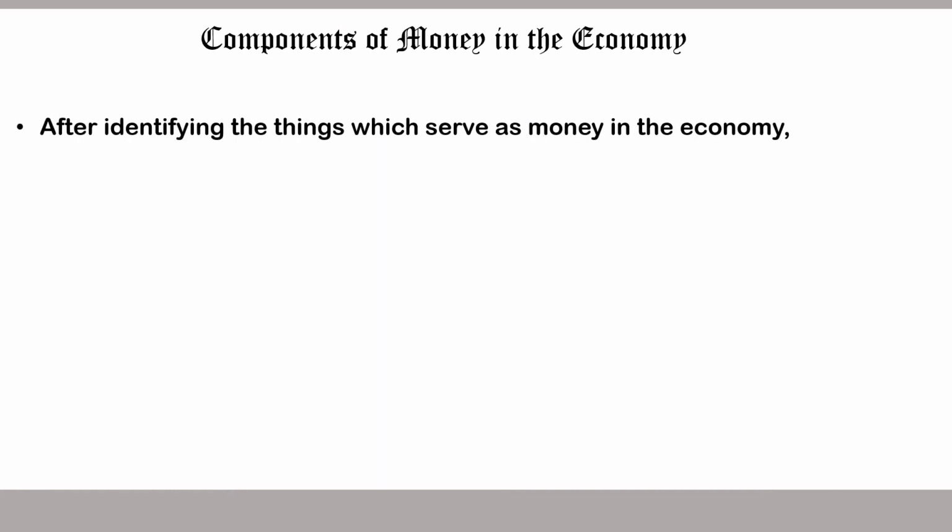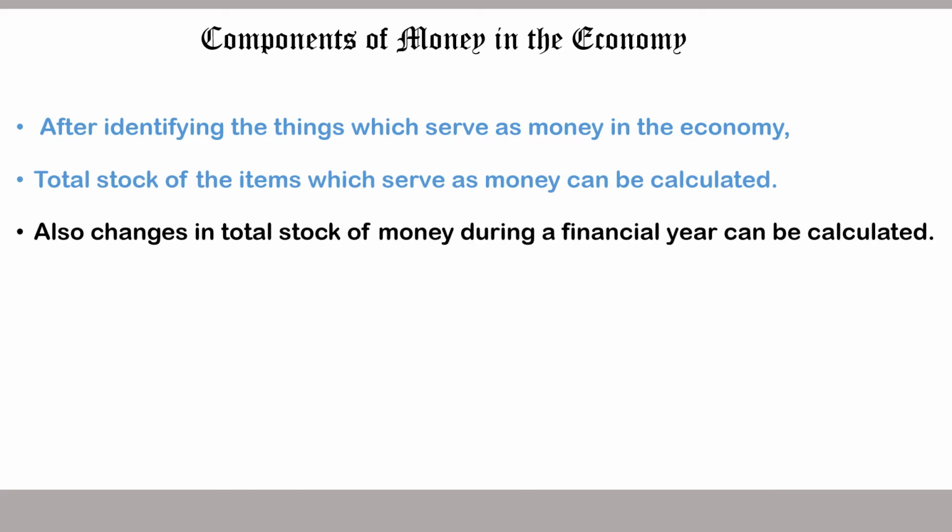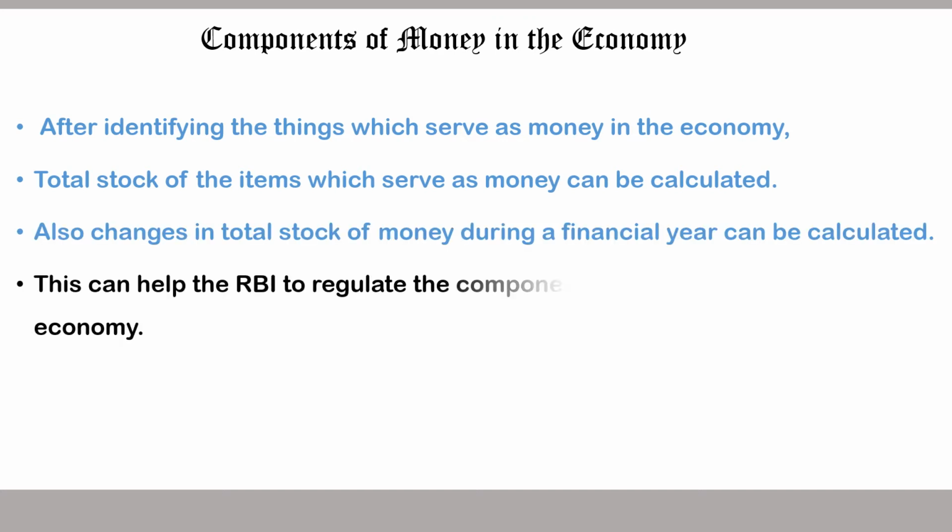Then, after identifying the things which serve as money in the economy, the total stock of the items which serve as money can be calculated. Also, changes in the total stock of money during a financial year can be calculated. This can help the central bank or RBI to regulate the components of money supply in the economy.